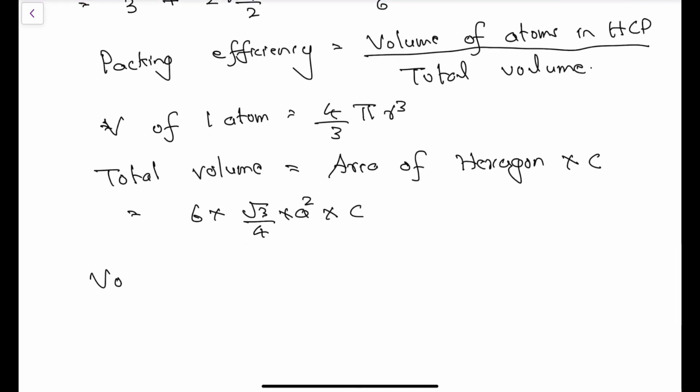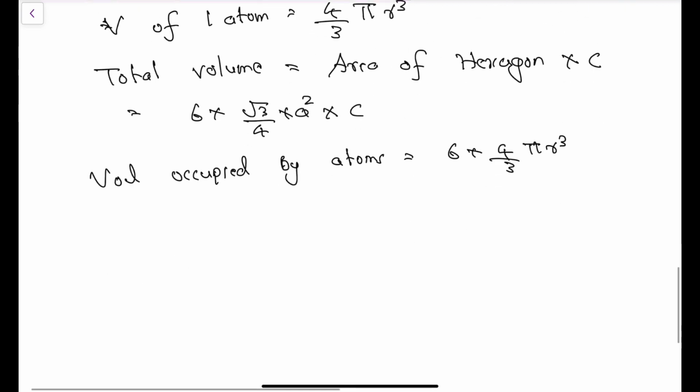So volume occupied by atoms is equal to 6 into 4 by 3 pi r cube. But we don't know the relationship between R and A.